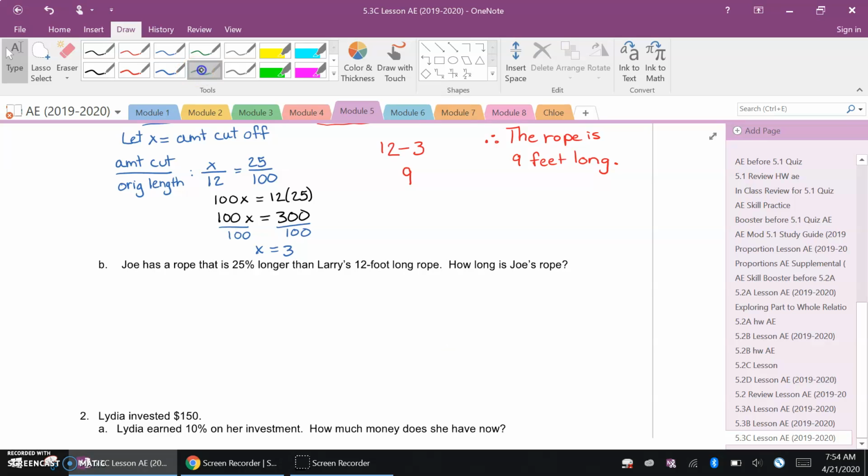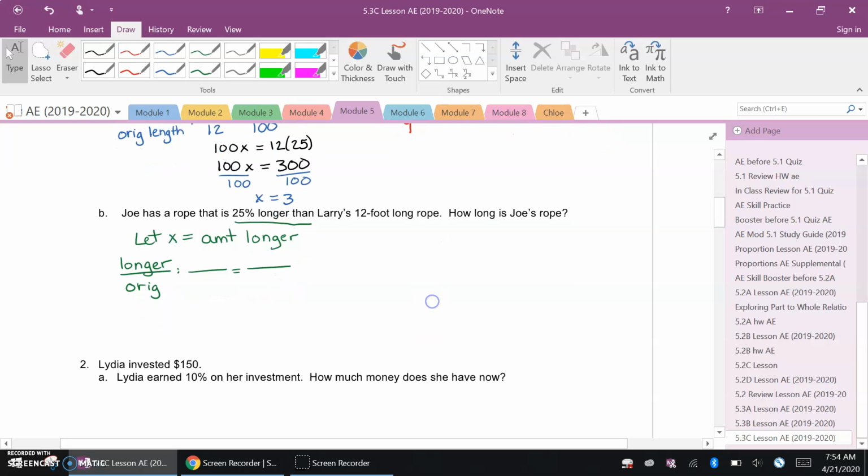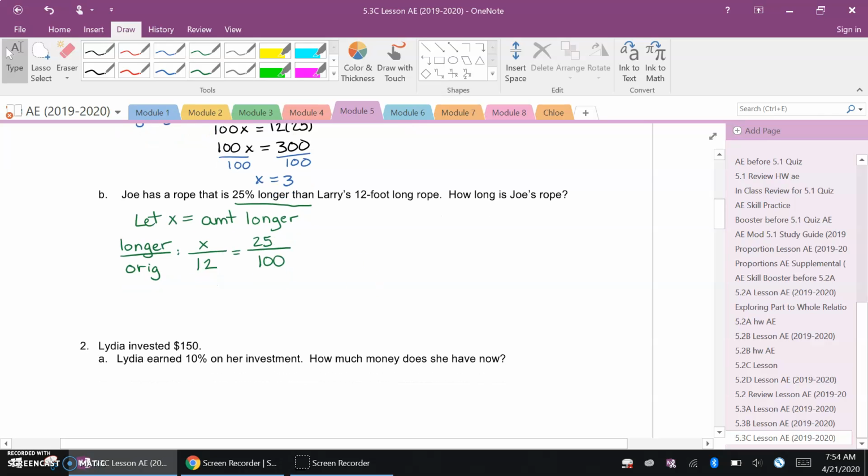So Joe has a rope that's 25% longer than Larry's 12-foot long rope. How long is Joe's rope now? So we can let x equal the amount longer. So in our word ratio, we would have longer to original. And that's going to give us x over 12 because we don't know how much length we're adding there. And then again, 25 over 100. So what you'll notice is that the proportion itself looks very similar to the one in 1a, the difference being the word ratio, which is why you really want to be careful with the word ratios. Those word ratios do matter.